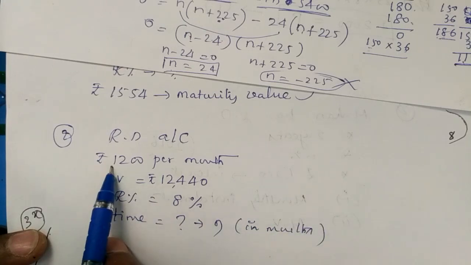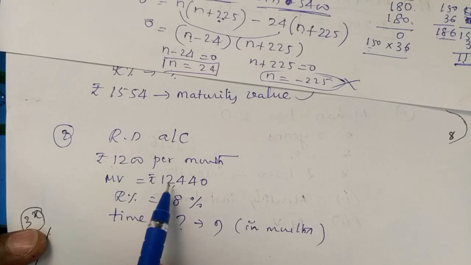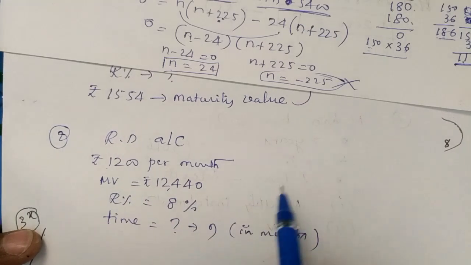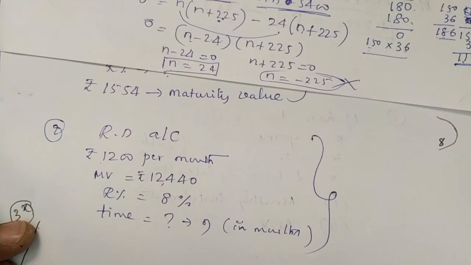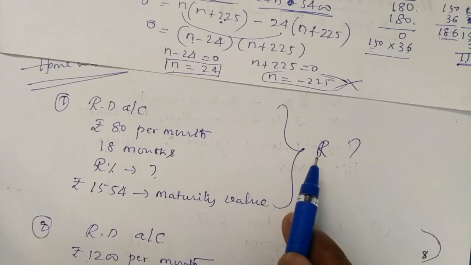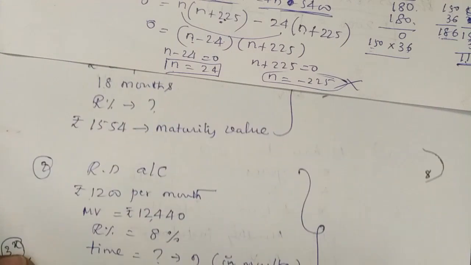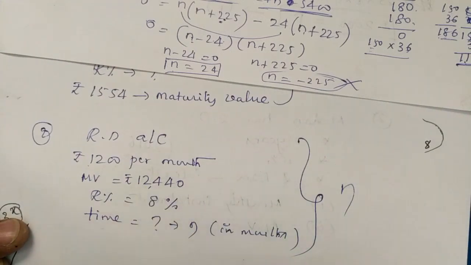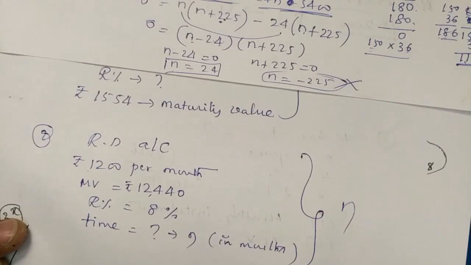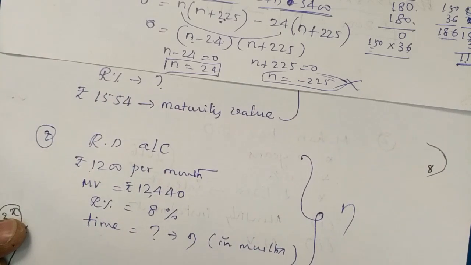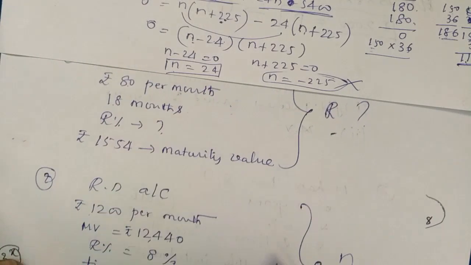Okay. 1200 per month, that is P. Maturity value also given. Rate of interest given. Time to find out in months. So to find out this problem's answer, the second problem I explained, in that way you try. The first problem, rate of interest, also one problem already explained, and number of months finding also one problem explained. Use both the problems. First write both the problems' answer notes and follow the same method to get the answers for these two problems.